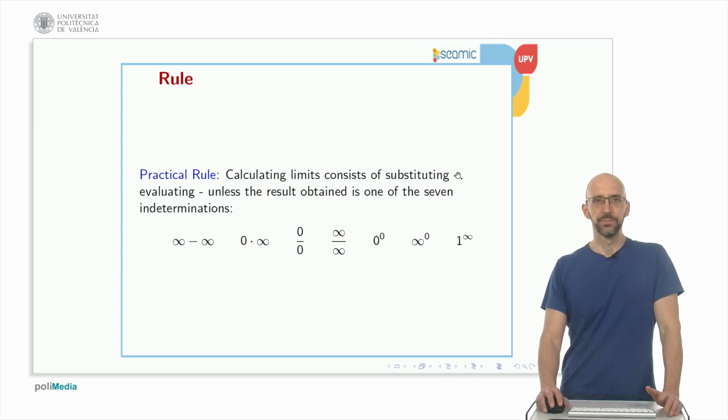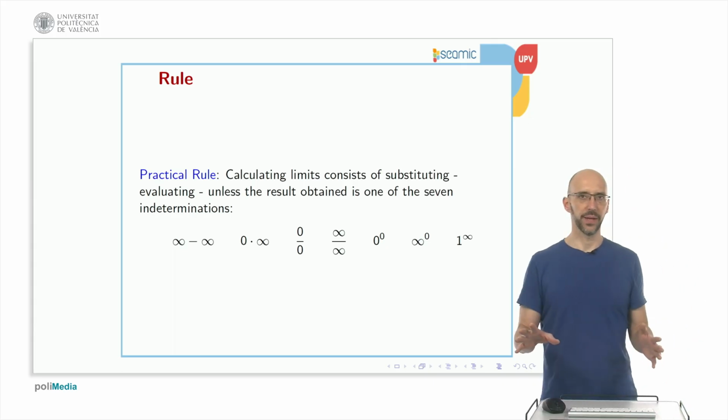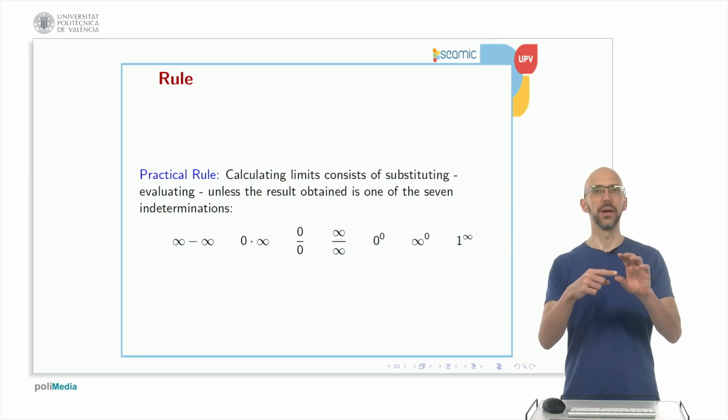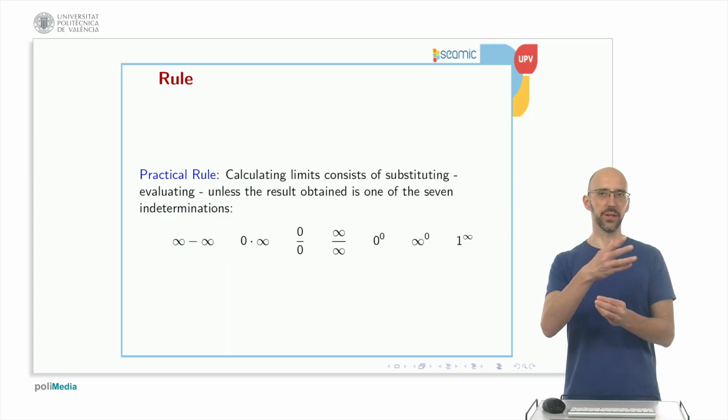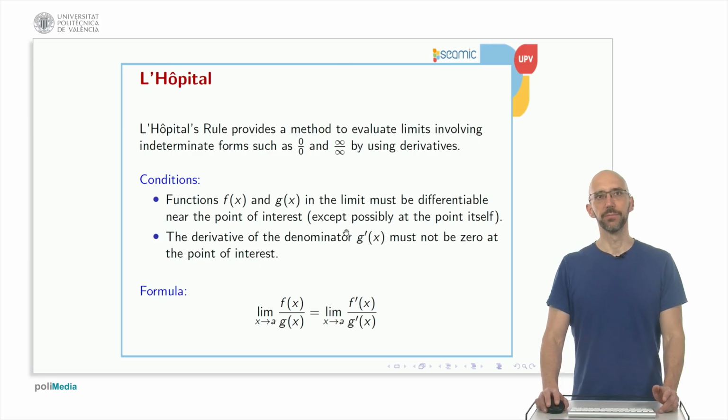Okay, another two indeterminations that we find a lot of times are 0 over 0 or infinity over infinity. We have 3 more: 0 power 0, infinity power 0, and 1 power infinity. Again, in the last one, you have something that approaches 1 and the exponent is going to infinity. It's not 1 power something, which you all know is just 1. Okay, let's start with L'Hopital's rule.